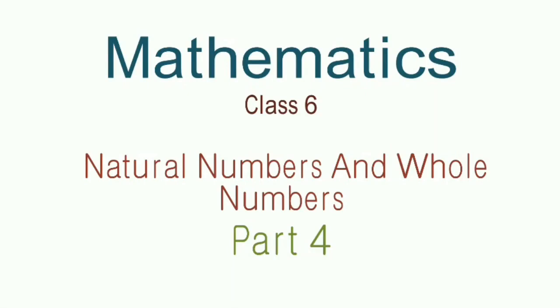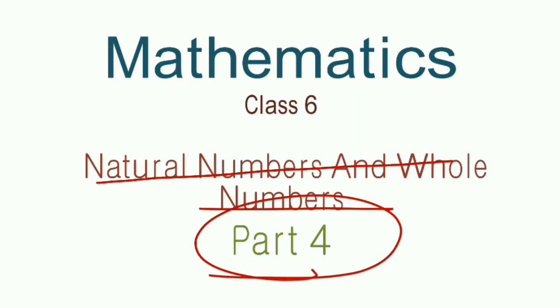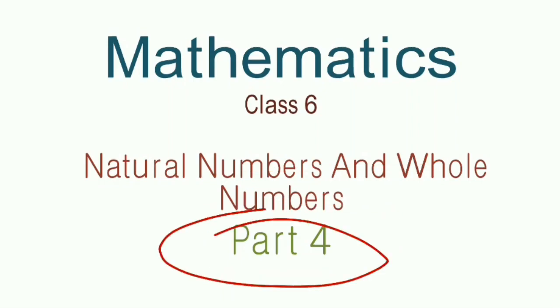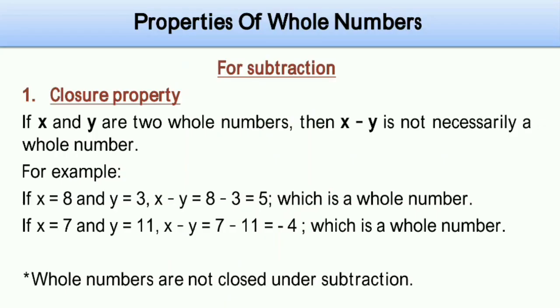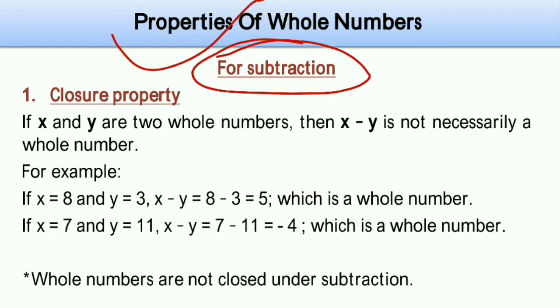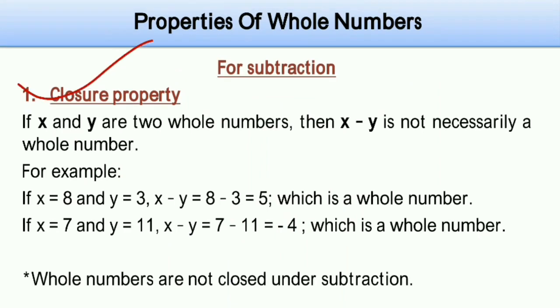We are going to continue the chapter natural numbers and whole numbers. This is part 4 of this chapter. In the last session we talked about the properties of whole numbers for addition. Today we are going to continue that topic, properties of whole numbers, but today we will talk about the properties for subtraction. First property is the closure property.